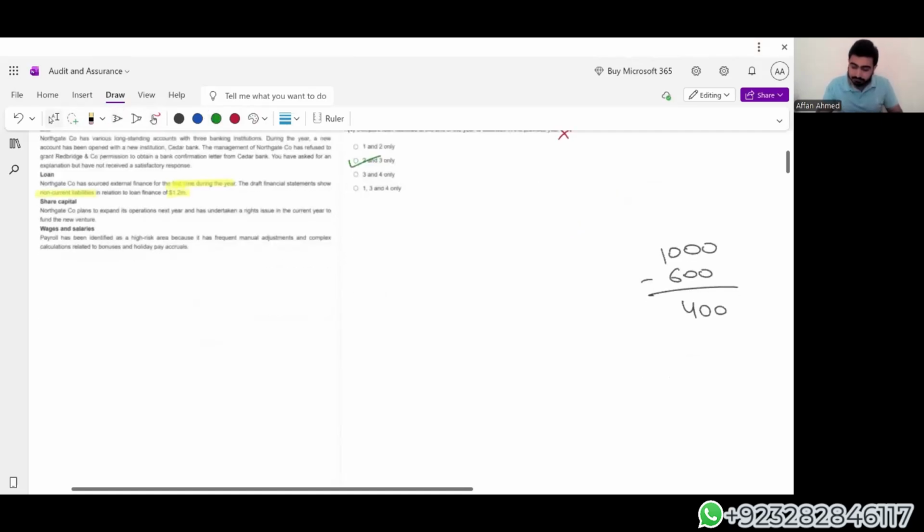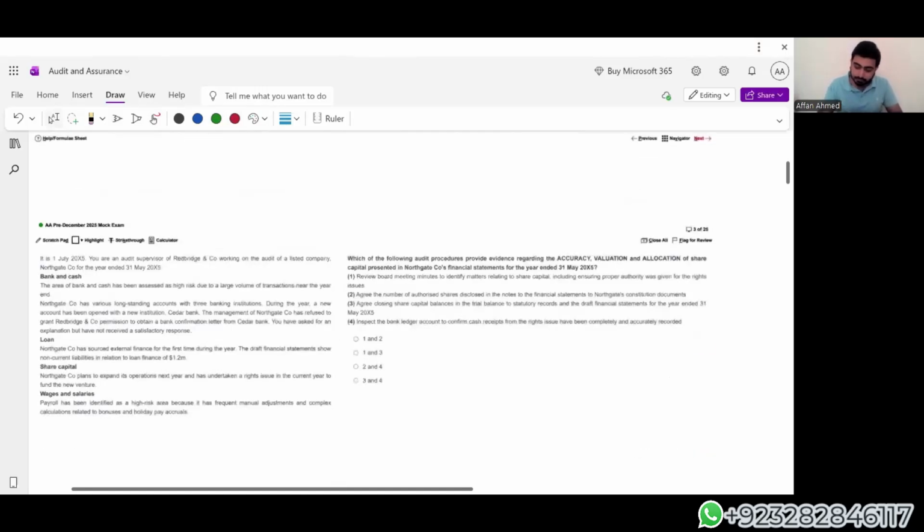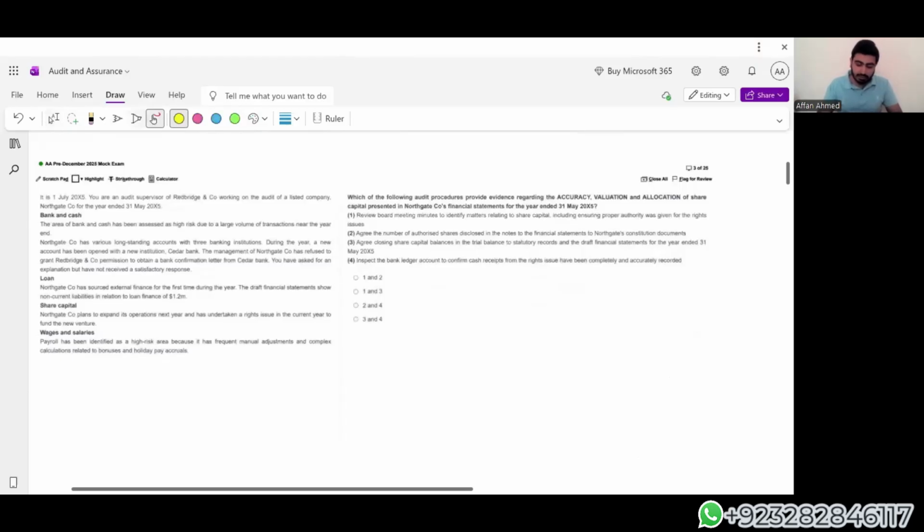Now let's move forward. Okay. What does it say here? It says which of the following audit procedures provide evidence regarding accuracy, valuation, and allocation of share capital presented in Northgate Company's financial statements as at 31st May 2005. Okay. Now let's see what the share capital issue is here. Northgate Company plans to expand its operation next year and has undertaken a rights issue in the current year to fund the new venture. Okay, let's see. What are the options that we have?